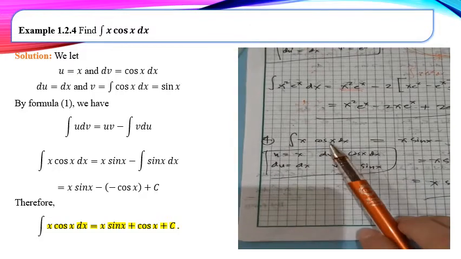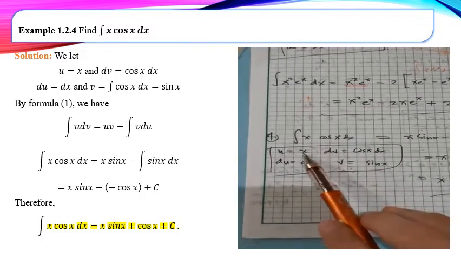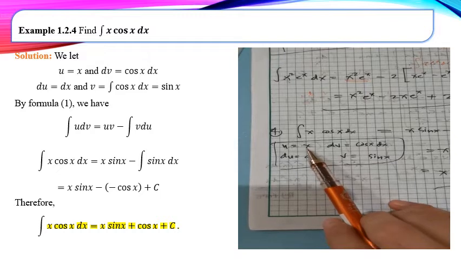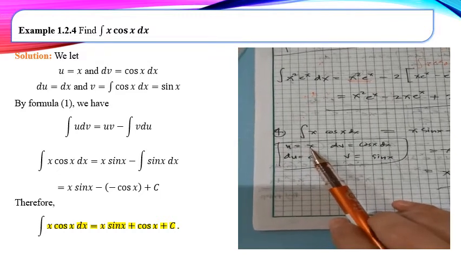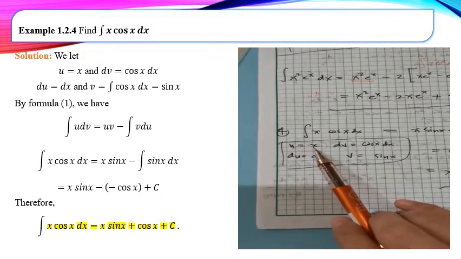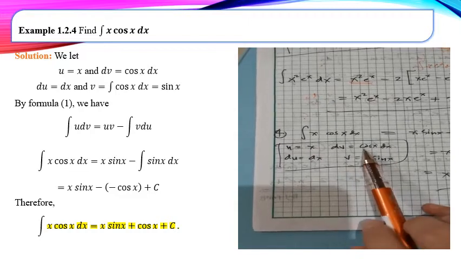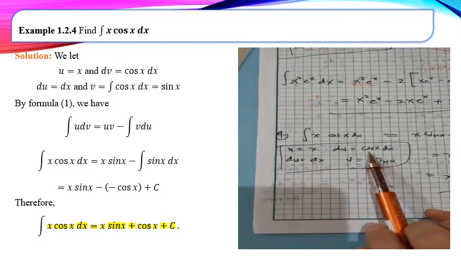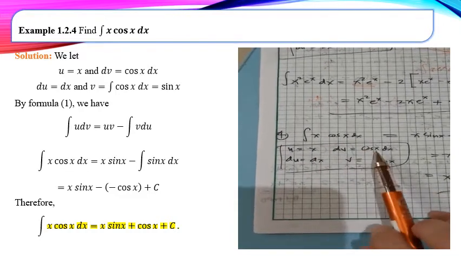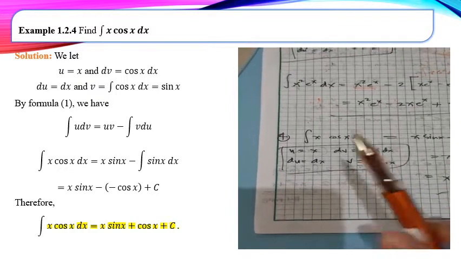So, actually, pwedeng baliktarin natin to. Pwedeng ilagay natin dito is si cosine x kasi alam natin na yung derivative ni cosine is the negative sign. And then, pwedeng dito natin ilagay si x dx. Ang integral ni x dx is x squared over 2. Diba? Okay.